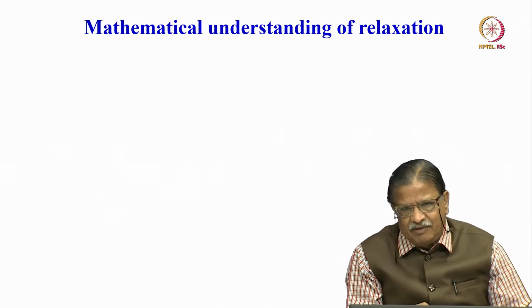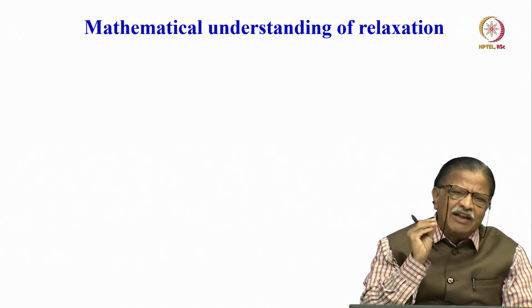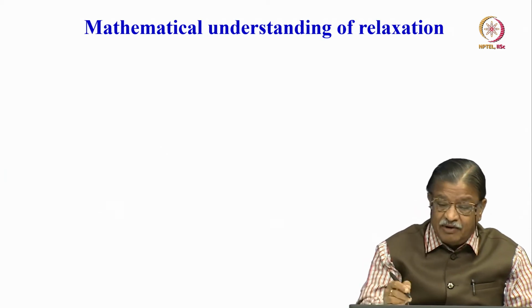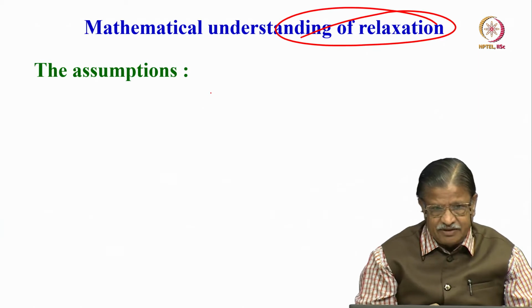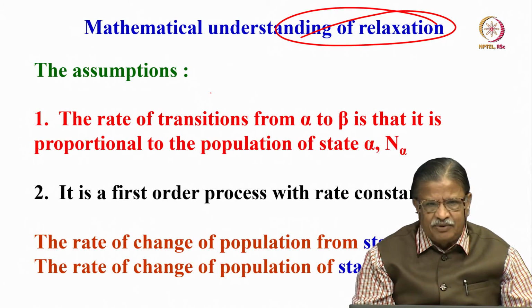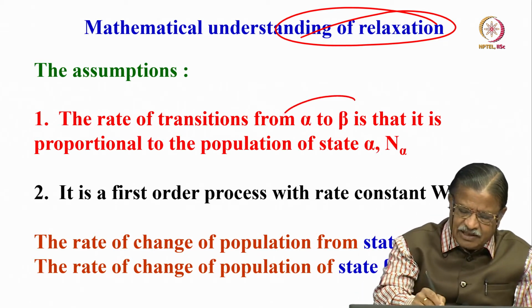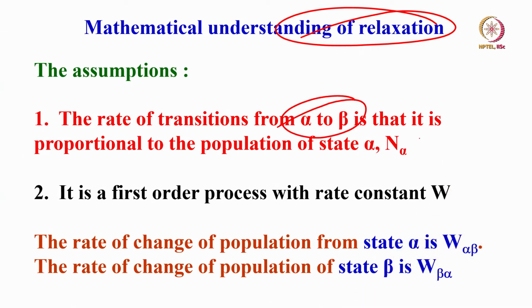We will understand this phenomenon mathematically, with very elementary basic mathematics. I am not talking about advanced theories of relaxation. I make some assumptions. One, the rate of transition from alpha to beta is proportional to the population of the state alpha. If there are more spins, the rate will become more. The rate of transition from alpha to beta, that is W alpha beta, is proportional to N alpha.